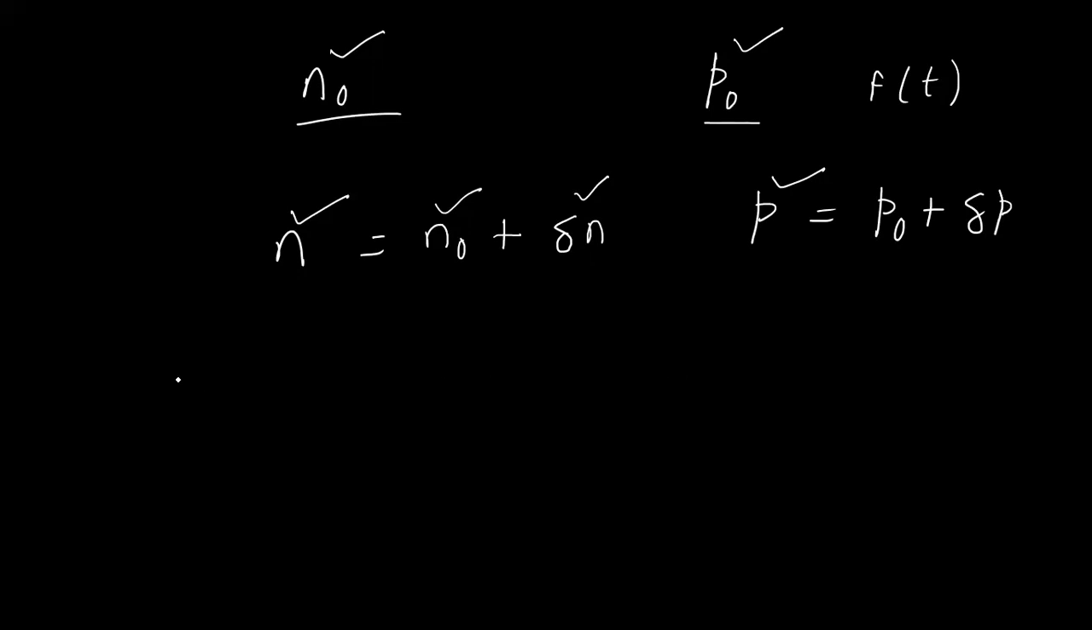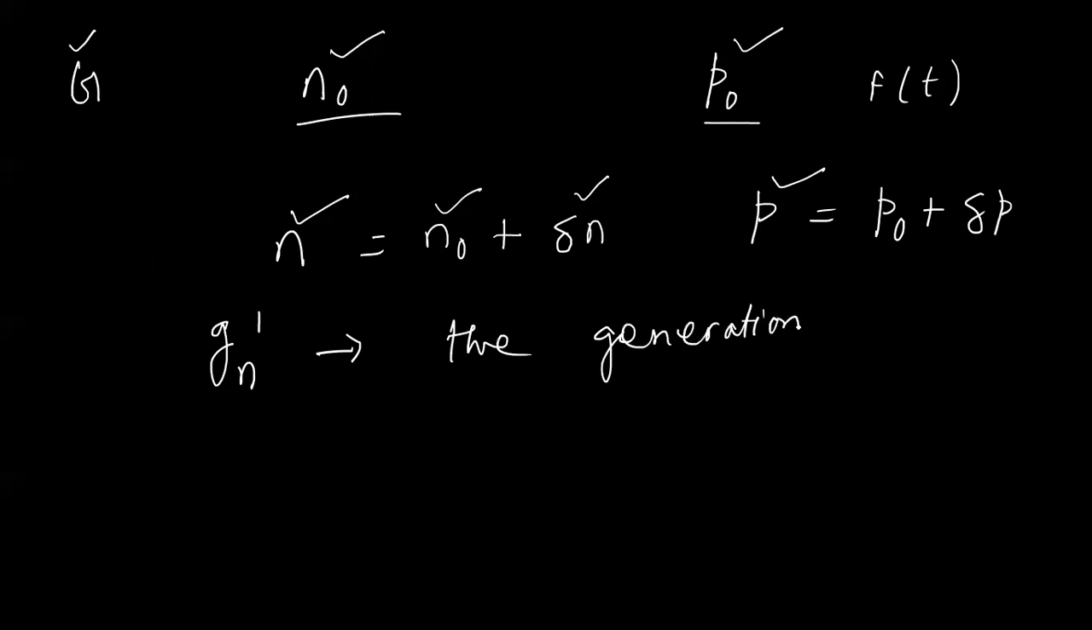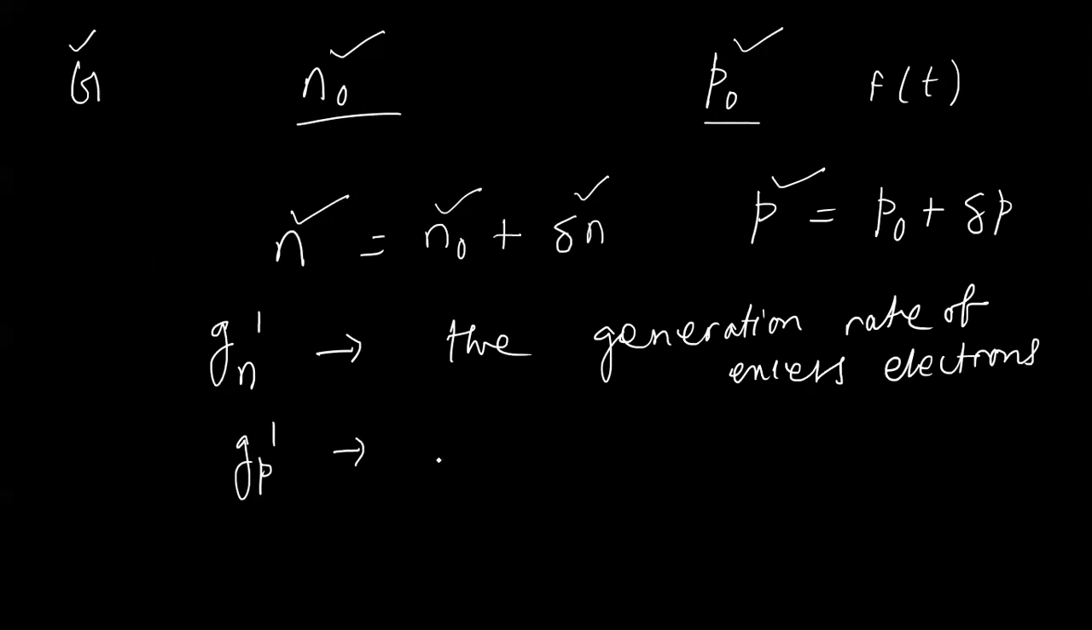Now, for the notation, I had written capital G for thermal equilibrium, so to differentiate, I will use small g. So Gn prime is the generation rate of excess electrons. These are the notations we are going to use. Similarly, Gp prime is the generation rate of excess holes.